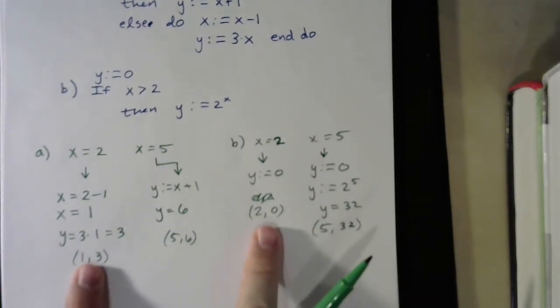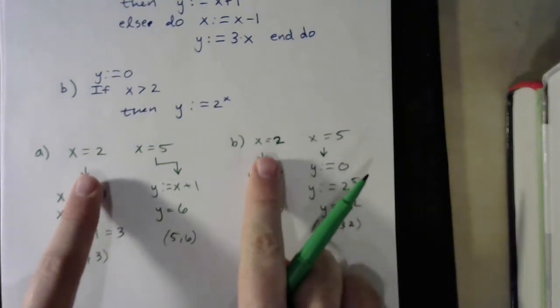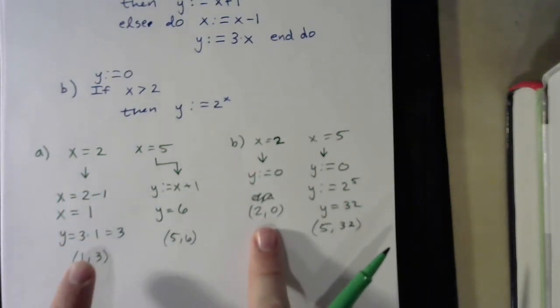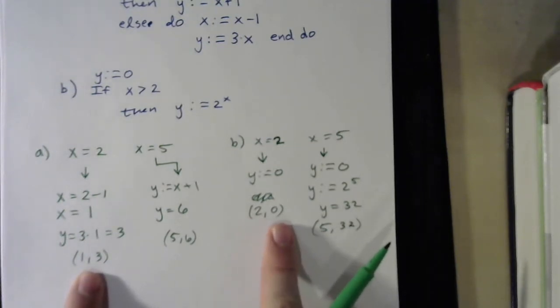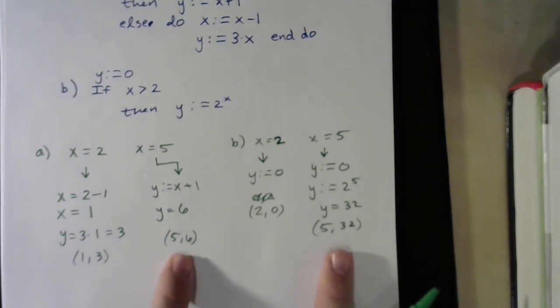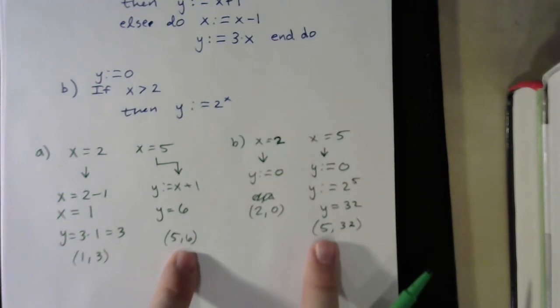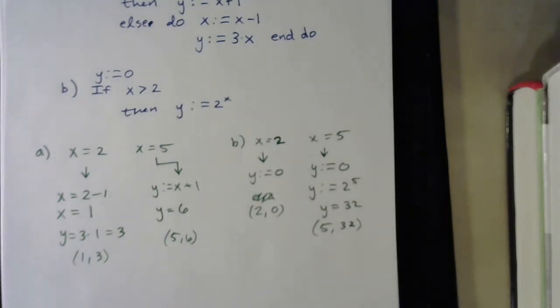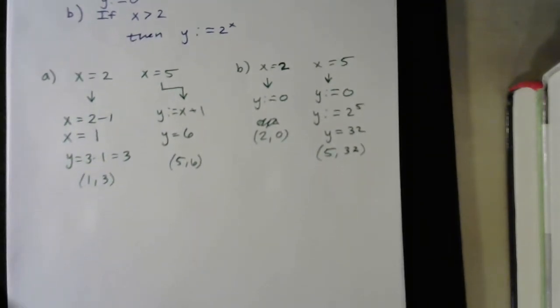happens. All right, so when we input 2 into both algorithms, the first one gives us 1, 3 as our x and our y, and the second one is 2, 0 as our x and our y. And then when we input 5, we get 5, 6 and 5, 32. So just fiddling with some algorithms here.